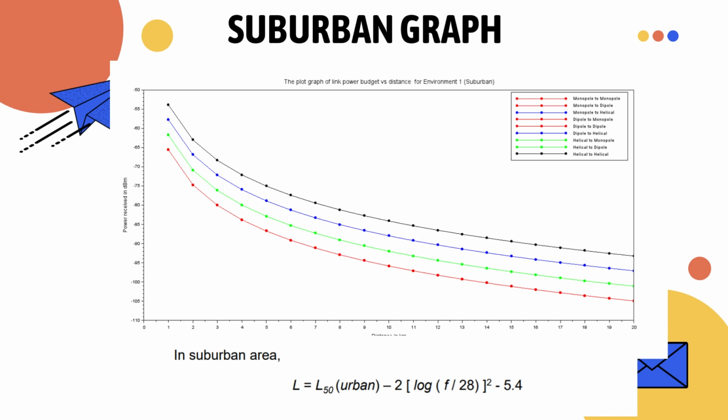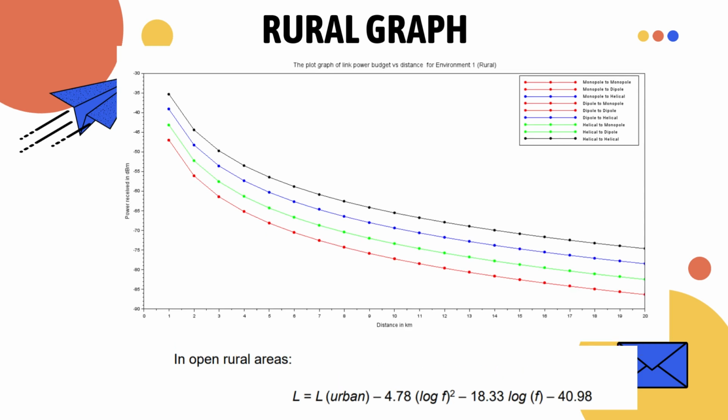Suburban areas have a moderate level of obstacles and are less densely populated than urban centres. As a result, the path loss in suburban regions falls between that of rural and urban environments. The graph shows a moderate increase in path loss with distance, making suburban areas more amenable to medium-range communication compared to dense urban centres.